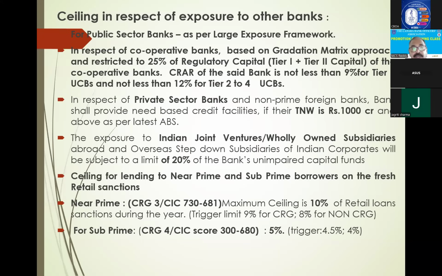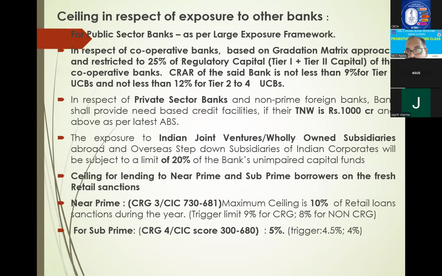Next, ceiling for lending to near prime and subprime borrowers on fresh retail. Recently it has come, retail lending. Who is this? Near prime means CRG3 or CAC score of 730 to 681. Then we call it near prime. And subprime means CRG4 or CAC score 300 to 680. That means not that good borrowers, we can say. Near prime and subprime means not below normal risk, that is moderate risk or high risk like that.